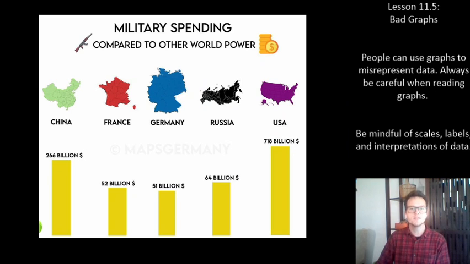Here's a graph I found talking about military spending among world powers, is what they call them. So I guess some of the larger countries in our world. Looks like China spent about $266 billion, $52 billion in France, $51 billion in Germany, $61 billion in Russia, and $716 billion in the U.S. These are way too close. We're spending about 3 times as much as China, so our graph should be about 3 times as high. Bad graph.